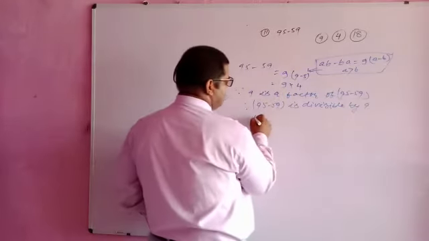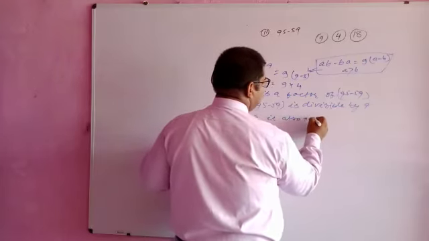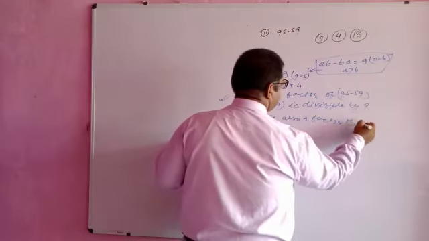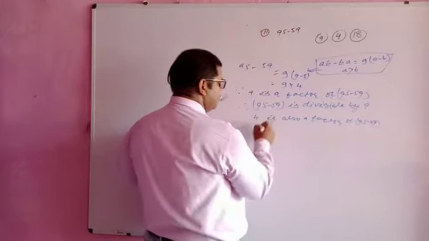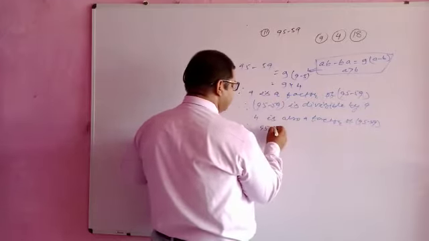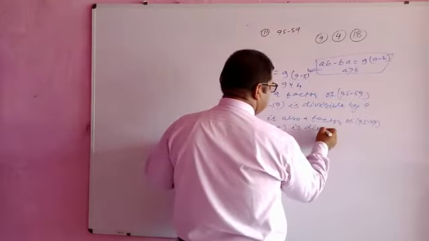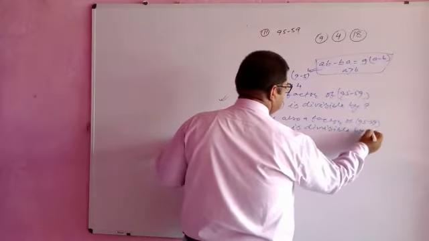Similarly, you have to write that 4 is also a factor of 95 minus 59. Therefore, 95 minus 59 is divisible by 4.